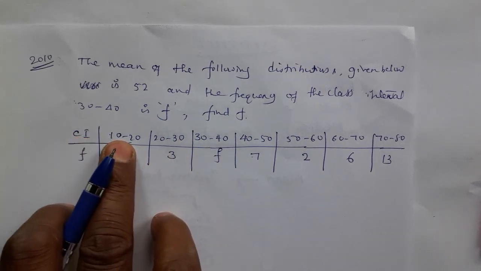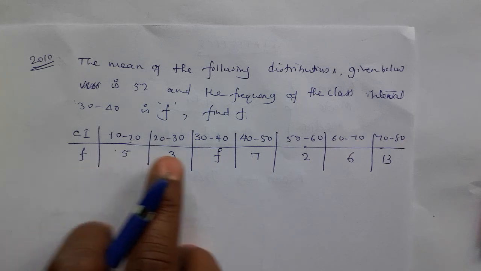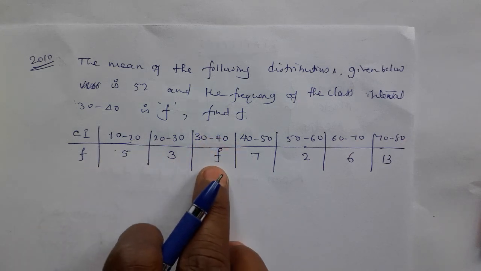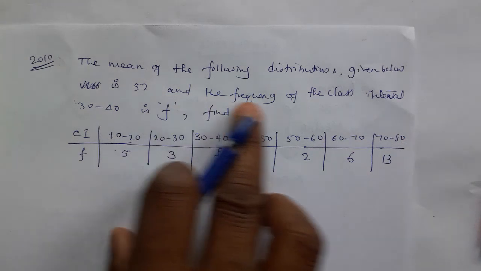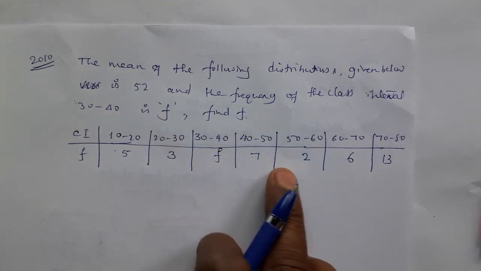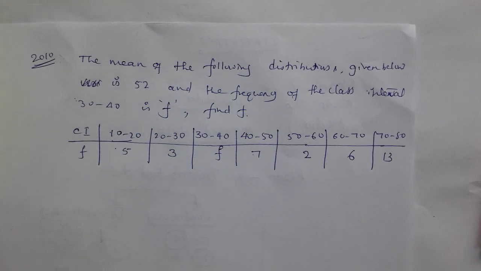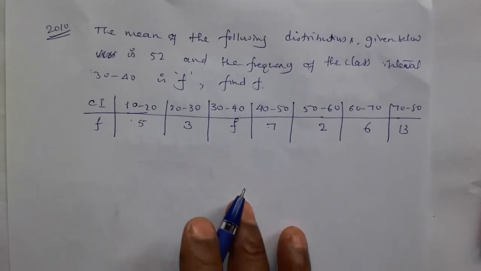In the class interval, it starts from 10 and ends at 80. In the frequency row, 5, 3, and under 30 to 40 the frequency is not given. Look at the frequency of the class interval 30 to 40, it is f. The remaining class intervals are there. Now we'll make this given horizontal question into vertical form.